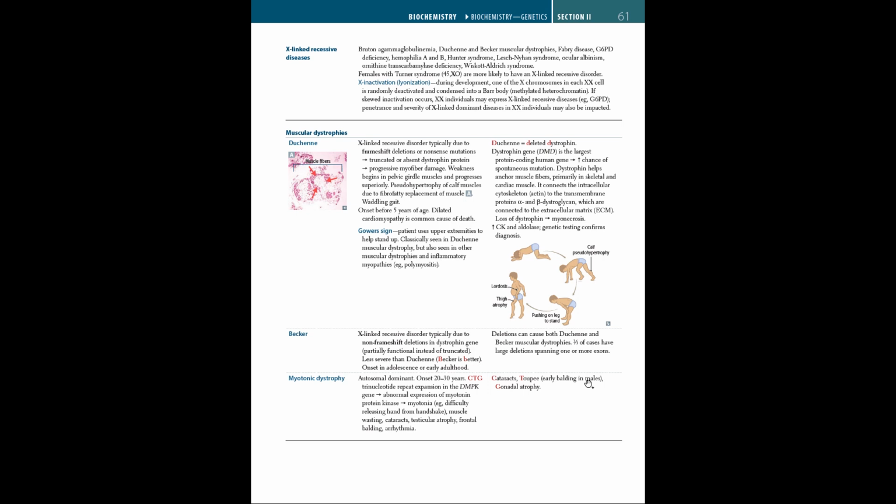Finally, we have myotonic dystrophy, which is autosomal dominant, and onset occurs at 20 to 30 years. Now, CTG trinucleotide repeat expansion in the DMPK gene leads to abnormal expression of myotonin protein kinase, which leads to myotonia, or difficulty releasing the hand from a handshake, for example. Muscle wasting, cataracts, testicular atrophy, frontal balding, and arrhythmias. To remember this, the CTG trinucleotide: C can stand for cataracts, T for toupee, or early balding in males, and G for gonadal atrophy.